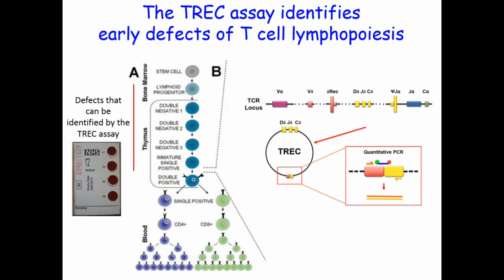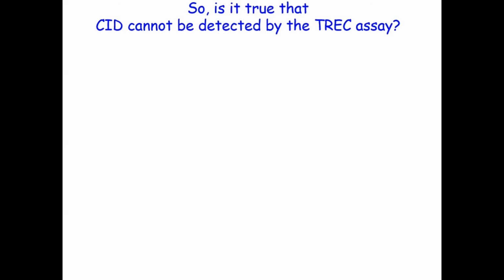But I said, and unfortunately, the combined immunodeficiency happened after this block in differentiation. And so they may not, in fact, come with low TREC levels. So is it true that, in fact, CID cannot be detected by the TREC assay? Well, I think our honest answer is that we have little data available.